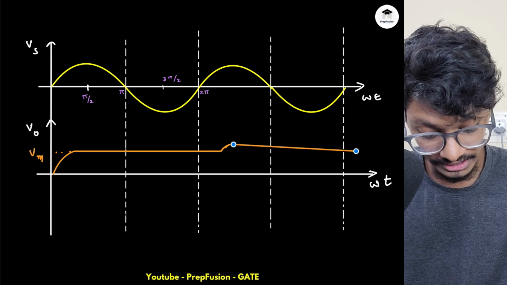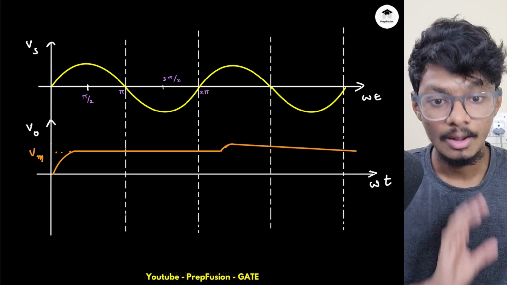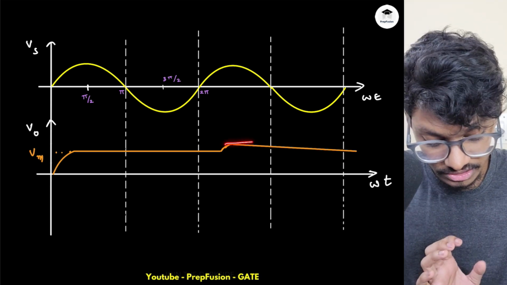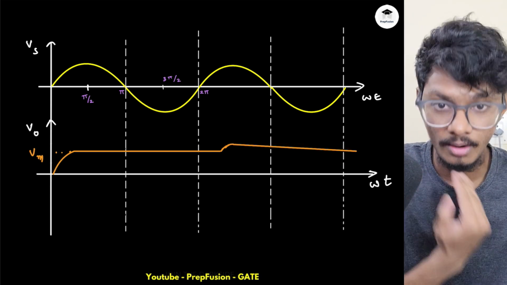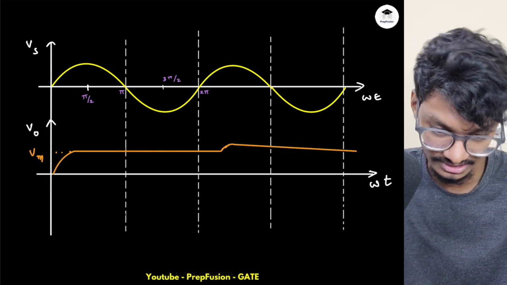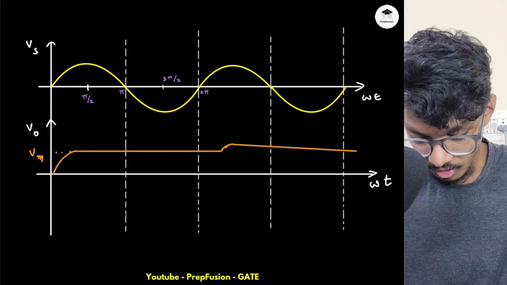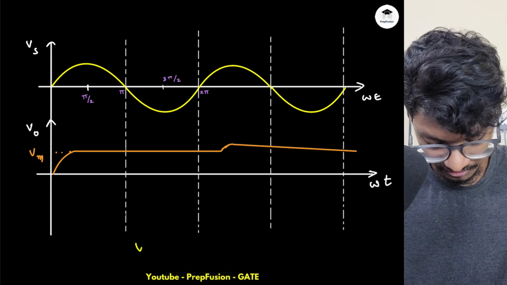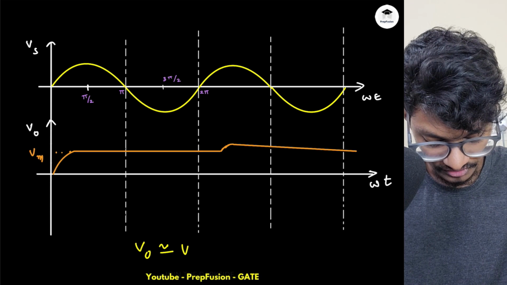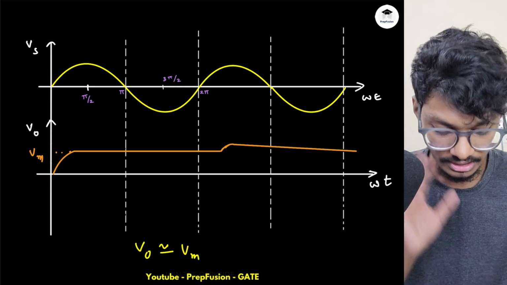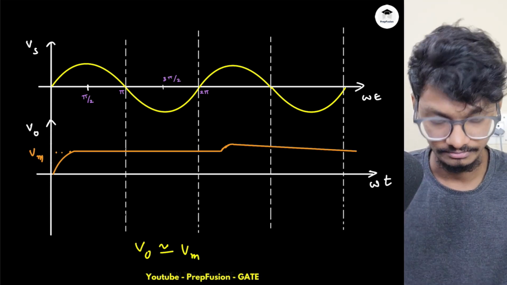Here I am zooming it in and showing you that yes, it is discharging, but in the actual case it will discharge a very small amount. To show you, I have to show that yes, it is discharging, but by a very small amount. So my output voltage, my VO, will be almost equal to Vm. I can assume that my output voltage will be almost equal to Vm.